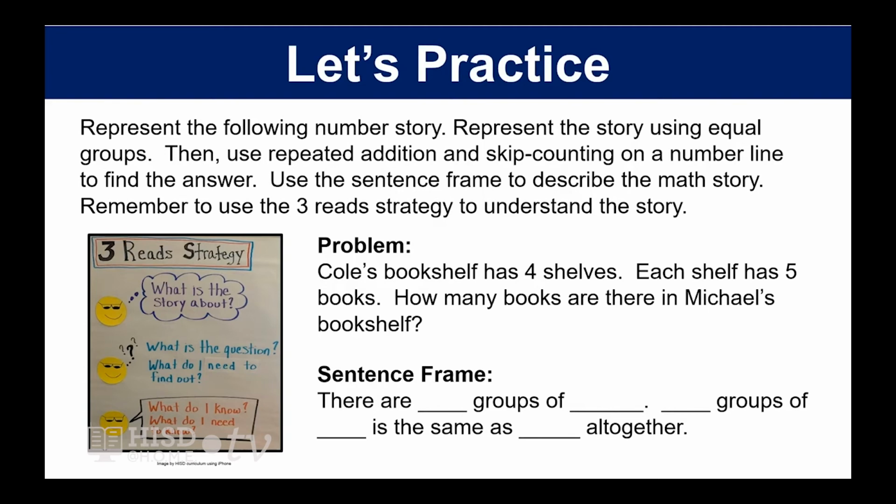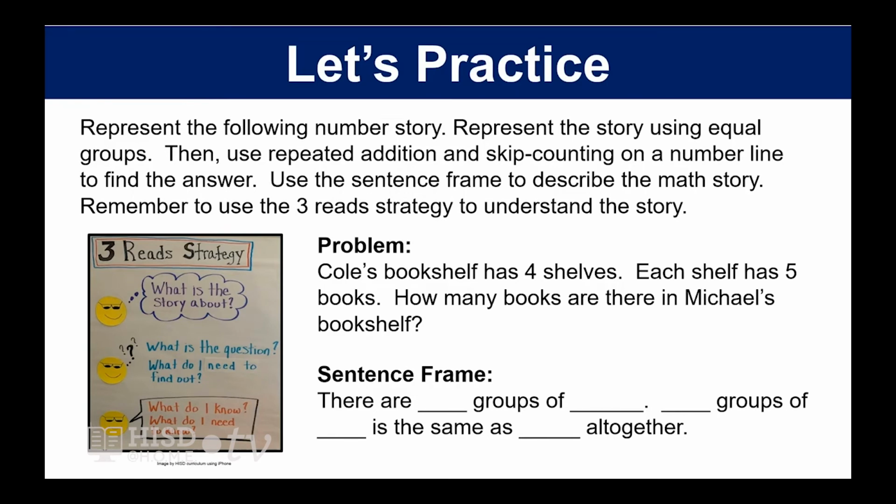Let's look at our practice problem. Represent the following number story. Represent the story using equal groups. Then use repeated addition and skip counting on a number line to find the answer. Use the sentence frame to describe the math story. Remember to use the 3-read strategy to understand the story.